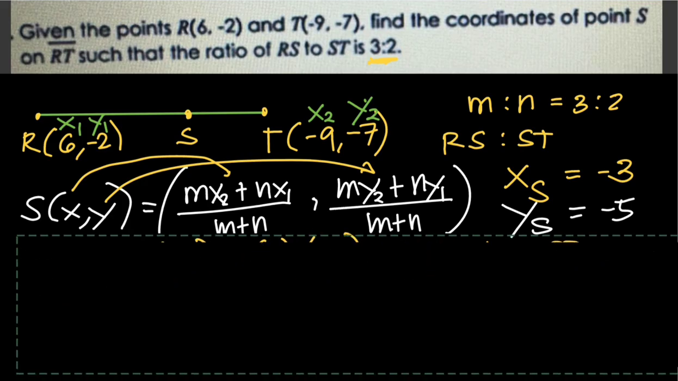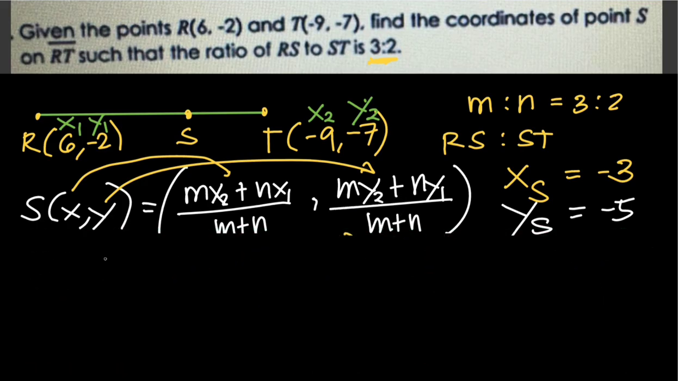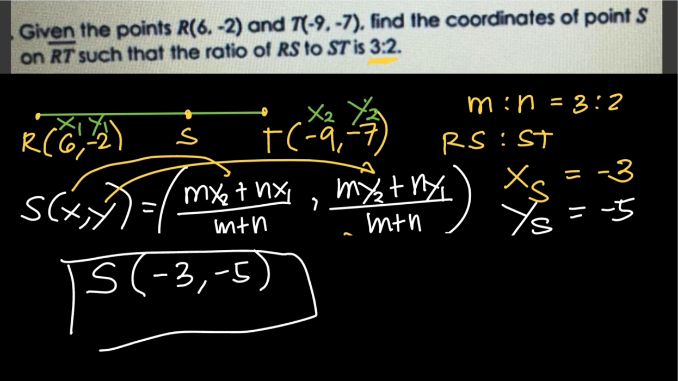Therefore, point S on segment RT has the coordinates -3, -5. So this is our final answer. Now let's solve another problem.